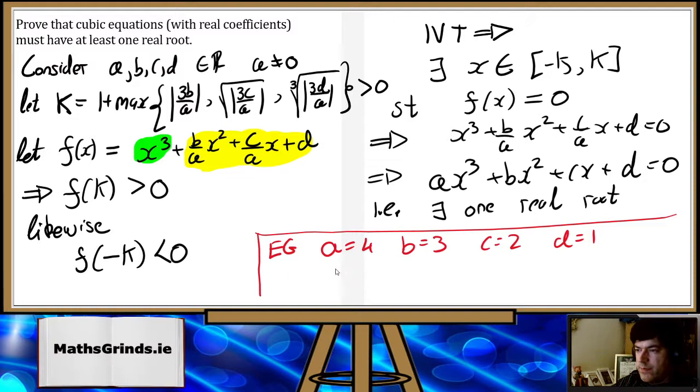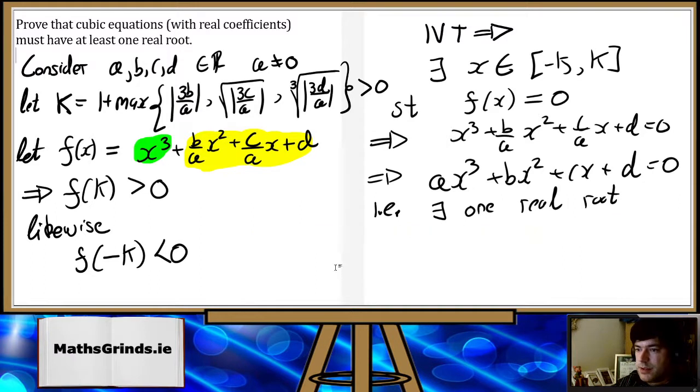So I like this proof because not only does it prove that there's a root, but it also puts boundaries on where the root could be. So like there's minus k, there's k. You know that there must be at least one real root between these two.